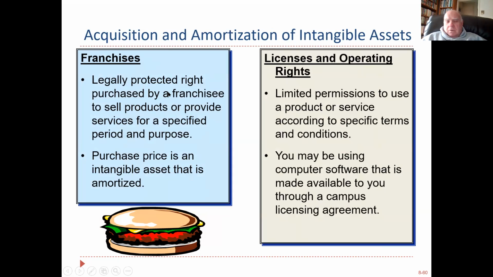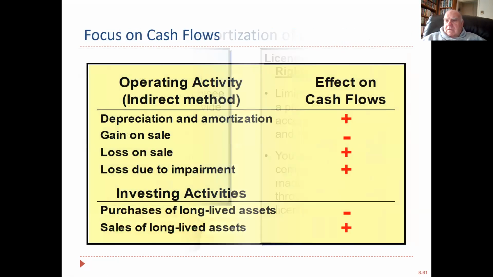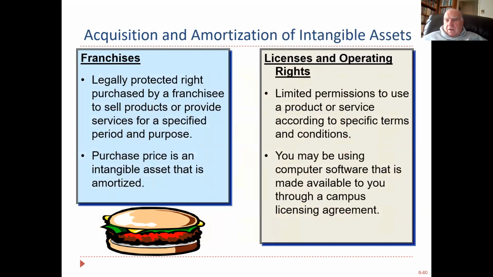It could be a big number. Let's just make up a number. It could be $100,000, okay? But what do you get for that $100,000? You get the name of McDonald's behind your store. You get the purchasing power of a big Fortune 500 company like McDonald's. You get their advertising benefits. So that's what you're buying with a franchise.